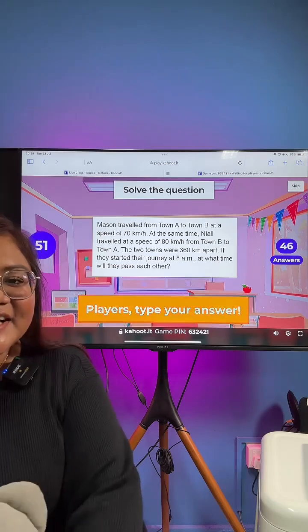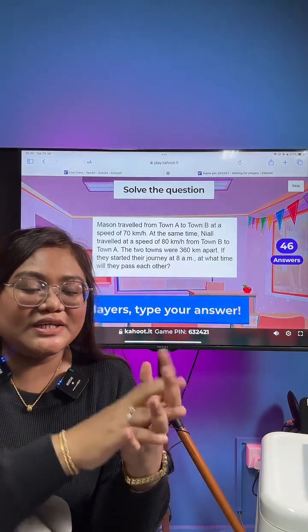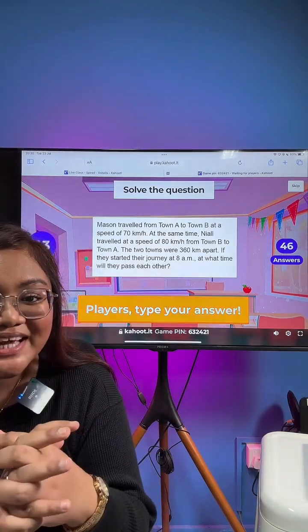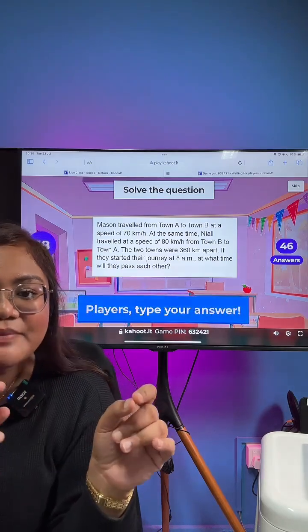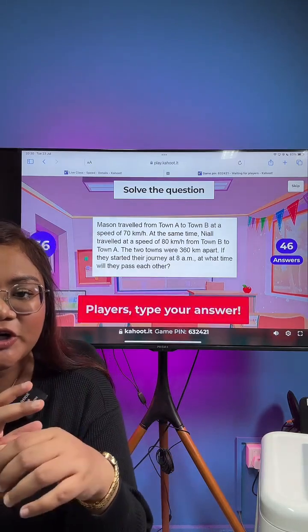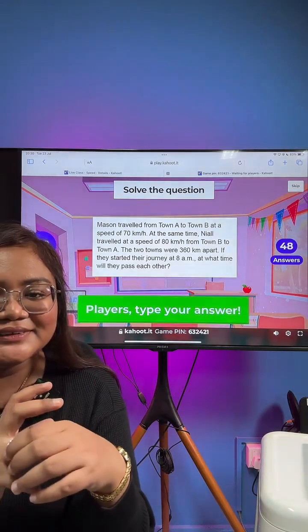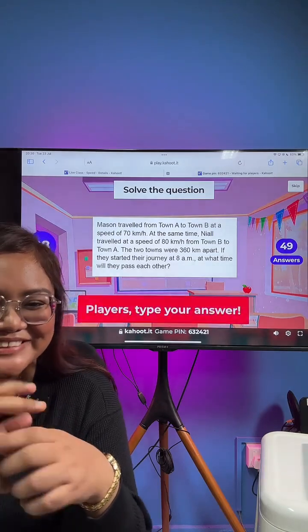Once again, time taken to meet up will be the total distance apart divided by the sum of speeds. Nela, good job. Nela, remember to put a dot in between the 10 and the 24, okay? Did I accidentally? Oopsies. I'm sorry.